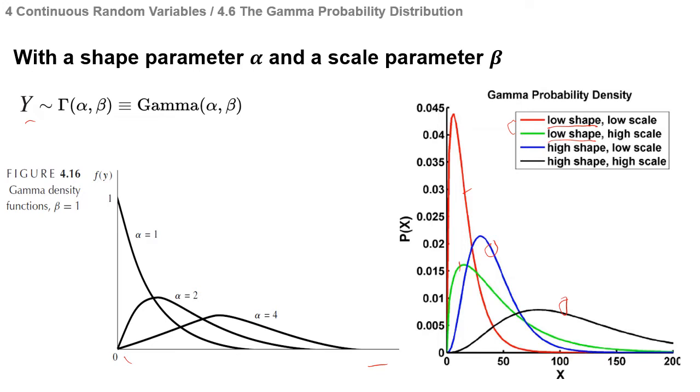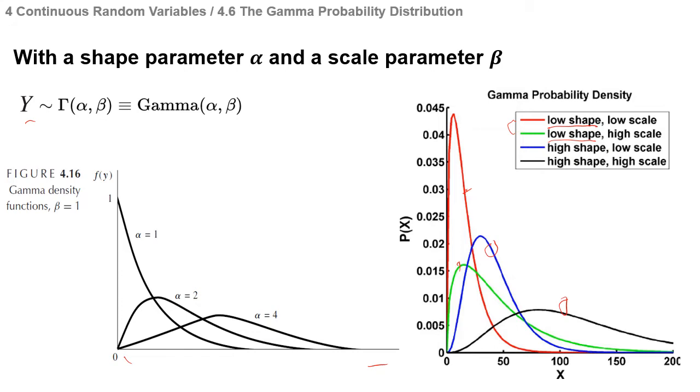And for the scale parameter, we have low scale and high scale. The red one has low scale and the green one has high scale. So this is how the gamma distribution looks.